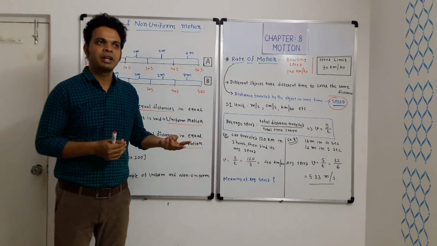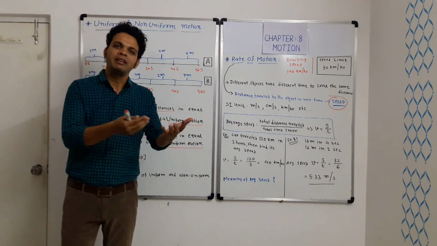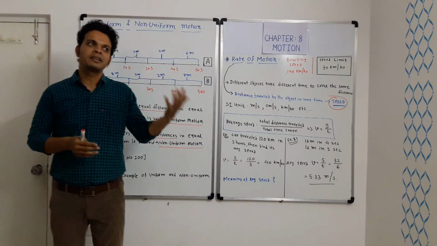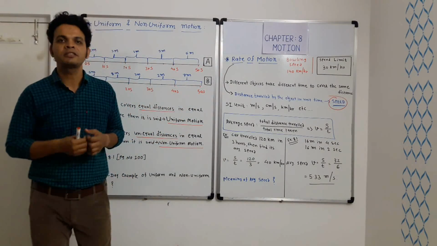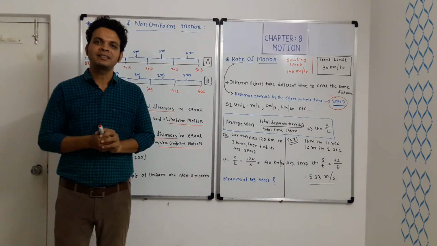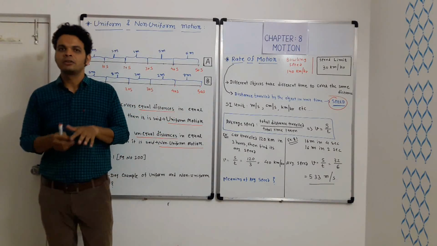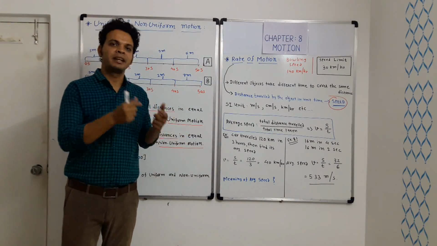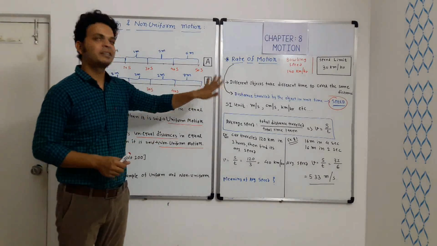If there are two students, one student is doing work very fast, and the same work done by another student is a bit more time consuming, then we can say the speed of the first student in doing the allotted task is higher, while the speed of the second student in doing the same work is lower. So this is nothing but the speed.